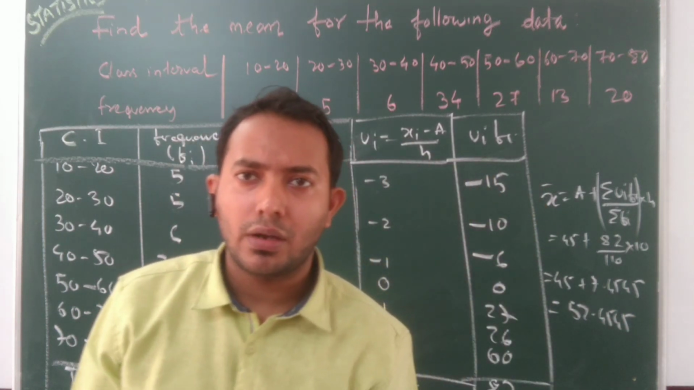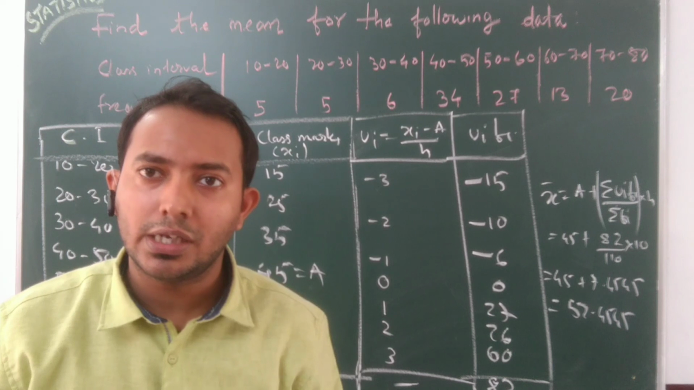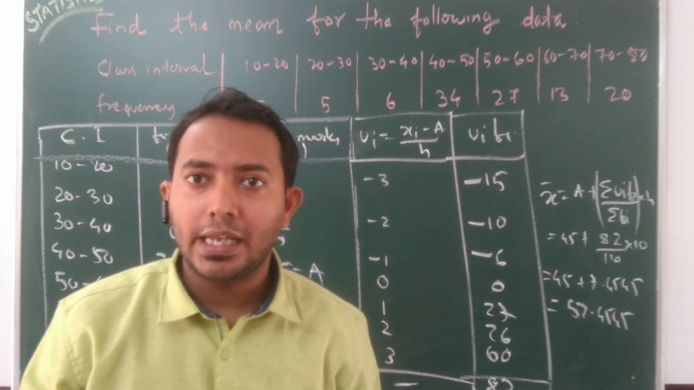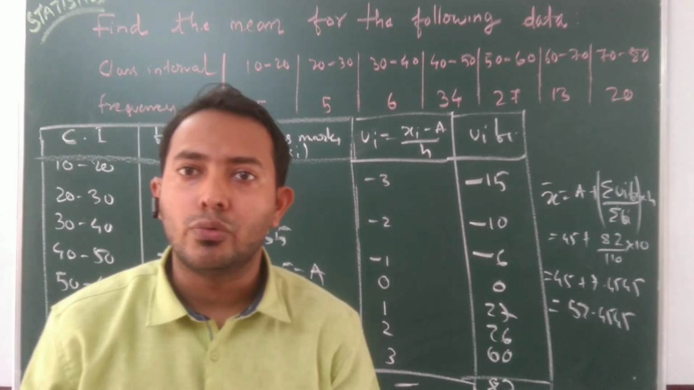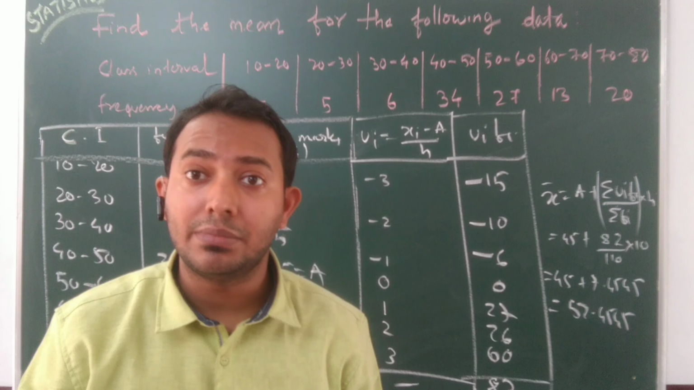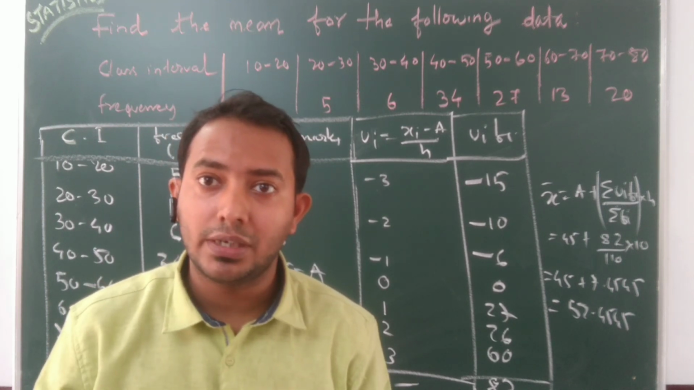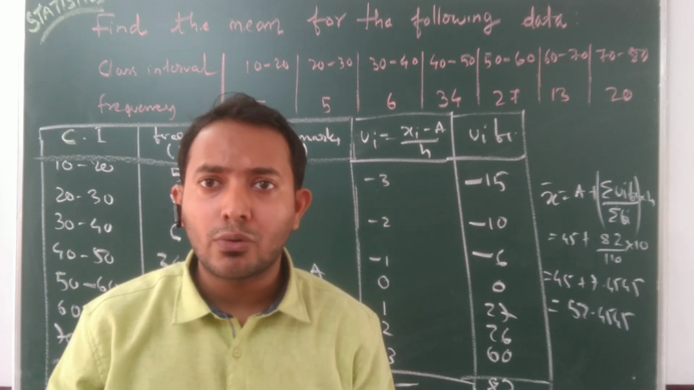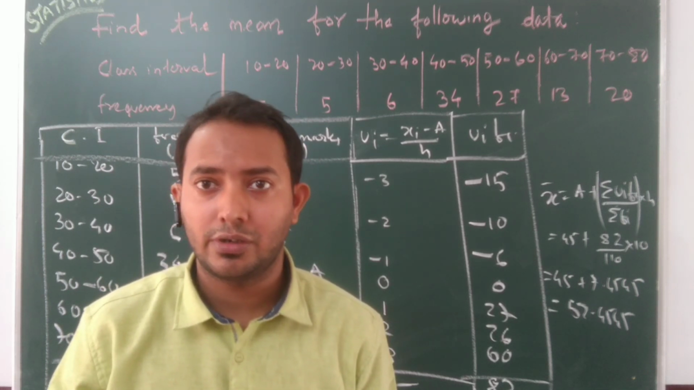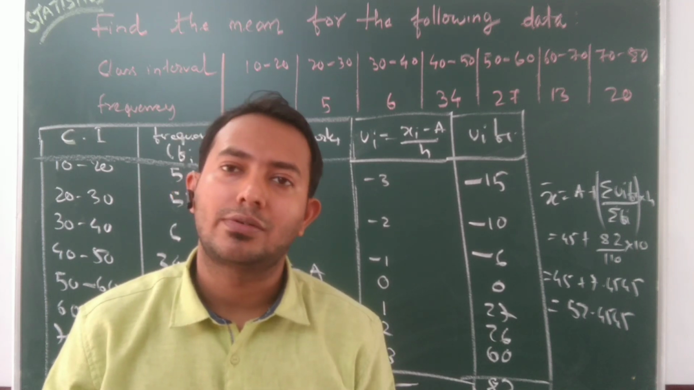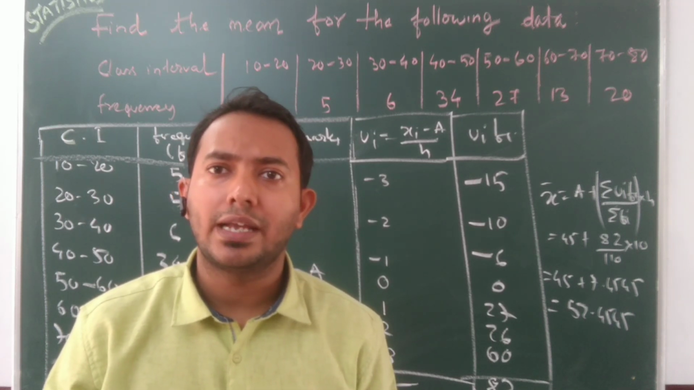So for any kind of problem related to mean, you can apply any method and you will get the same answer. And the easiest one is step deviation. Before proceeding to step deviation, first you need to check that your constant h is there or not. If it is there, then blindly you can proceed with the step deviation method. It will take very little time.